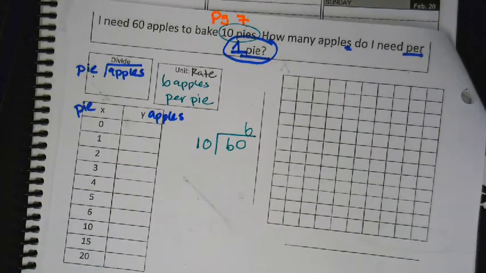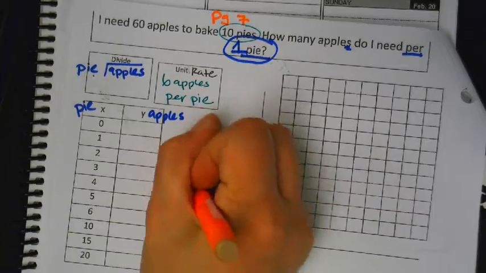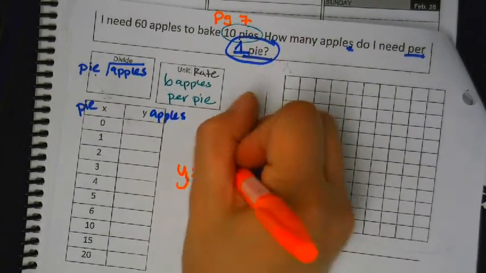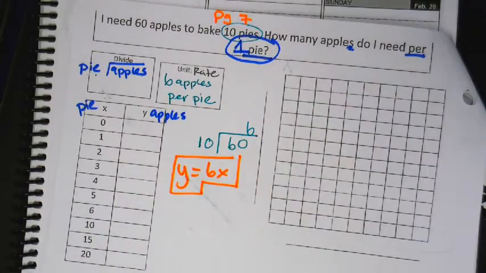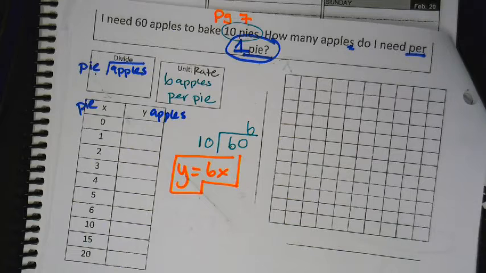Okay, before we move on, let's just write the equation right now. What's my equation? Y equals 6x. Can we fill in the table? Yeah. All right, let's fill in the table. So we just add 6. Yep. 10 is actually the one, but start off with 0. This skips 5.